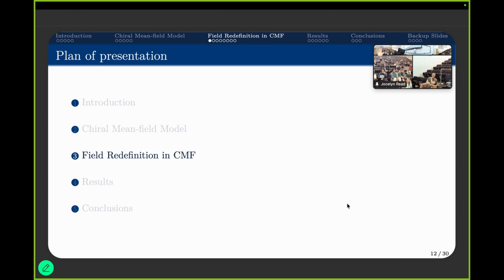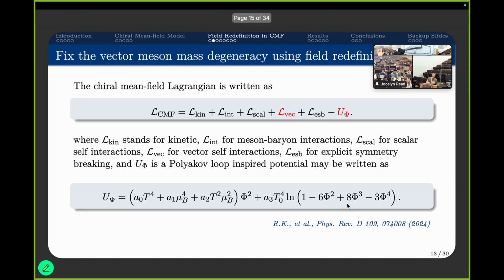So what about the field redefinition in CMF? We fixed the vector meson mass degeneracy using field redefinition. We again started with the chiral mean field Lagrangian, and we only changed two terms. We improved the L vector, and we also improved the parameter fitting for the U phi. Why did we do that? Because we wanted to update our model to the modern constraints, so we have to tweak the parameters associated with the deconfinement potential.